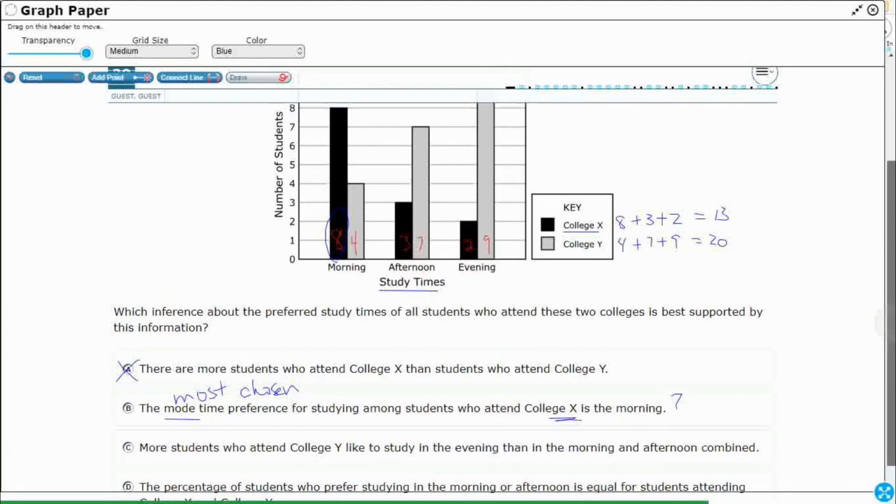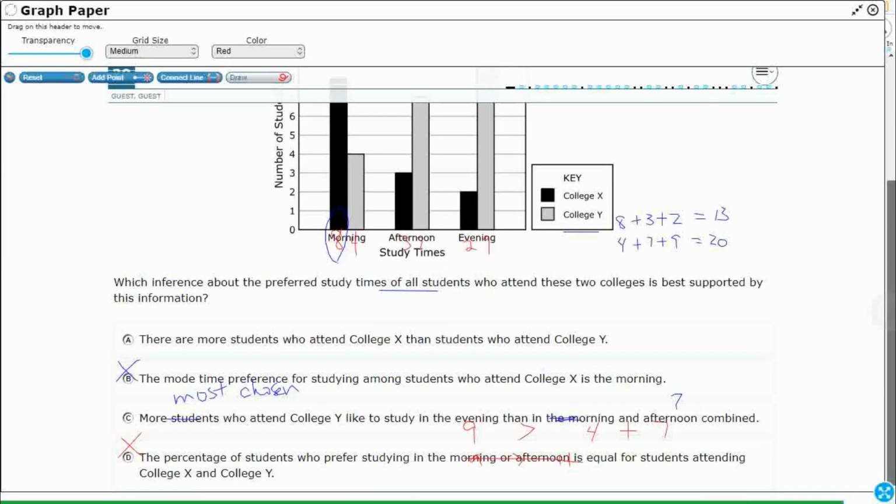So let's check C. More students who attend college Y like to study in the evening than in the morning and afternoon combined. Okay, let's see. So like to study in the evening, college Y, this is 9. That's more than morning and afternoon combined. So morning is 4, afternoon is 7. So is 9 greater than 4 plus 7? No, because that merely means 9 is greater than 11. That doesn't work. All right, so C doesn't work.